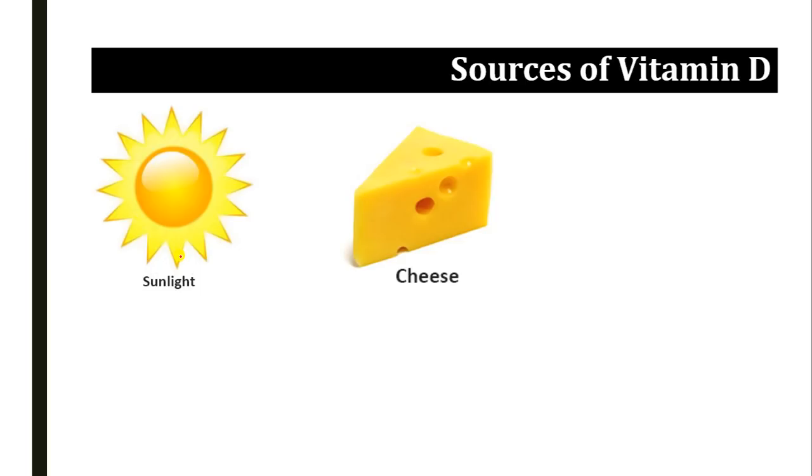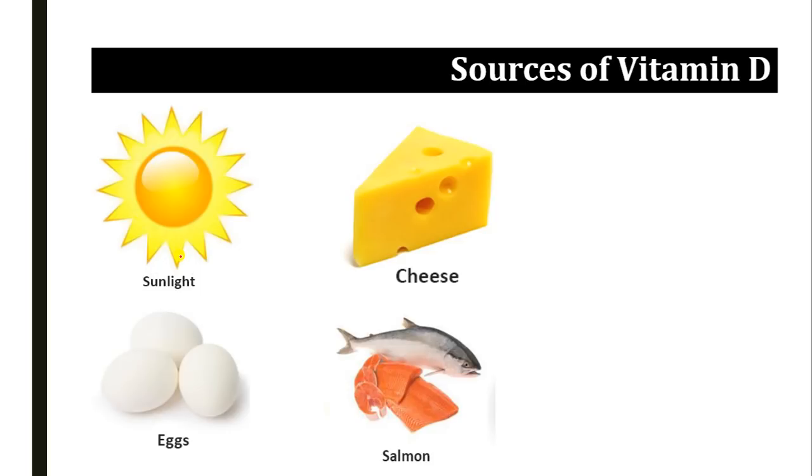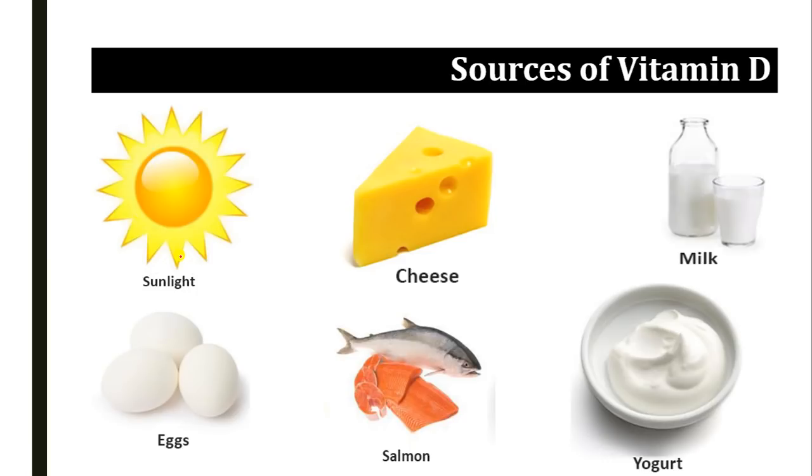Now we talk about the sources. The first and foremost important source is exposure to sunlight. Sunlight itself is not a source, but on exposure to sunlight, vitamin D is synthesized in our skin. If we talk about the food sources, then cheese, egg, particularly the egg yolk, and fish like salmon are good sources of vitamin D, while milk and yogurt are moderate sources of vitamin D.